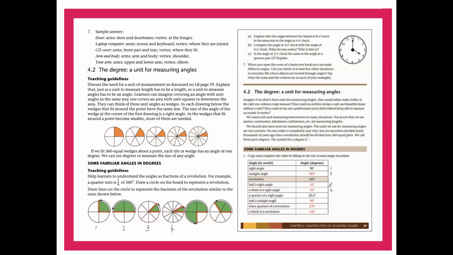Half a straight angle is the same as saying a right angle, but we usually use the term right angle. We don't say half a straight angle normally. Then 3/4 of a revolution. This is the case over here by number 5. So a revolution will be right around the circle, but now you've only gone 3/4 of the way. And a third of a revolution will be here, number 6. And that is 120 degrees.